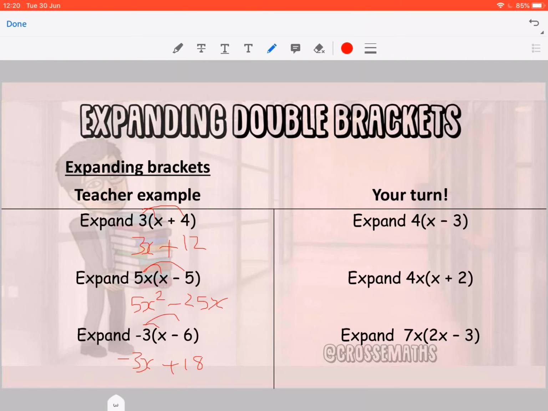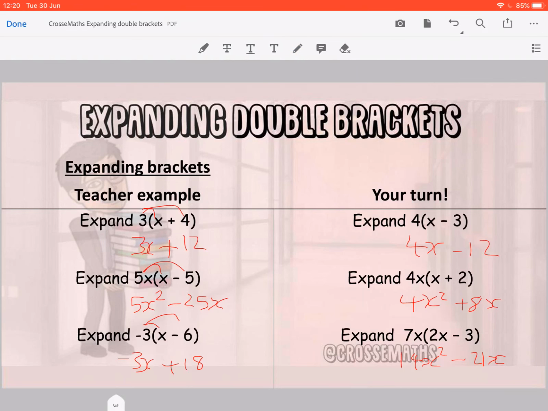Can you pause the video now, get the example down on the left, and have a go at the one on the right? Right, hopefully you should be done. You should end up with 4x minus 12, 4x squared plus 8x, and 14x squared minus 21x. Pause the video now, make sure those are marked. If you got them all right, that's amazing, well done.